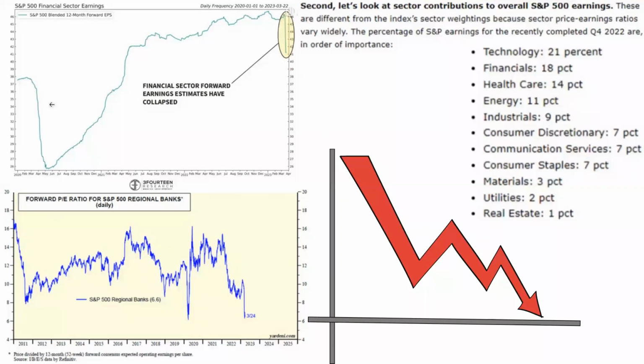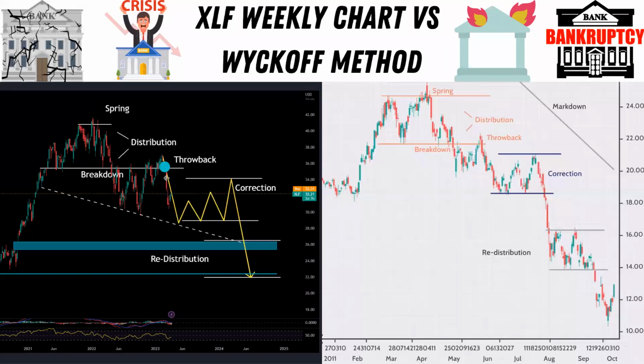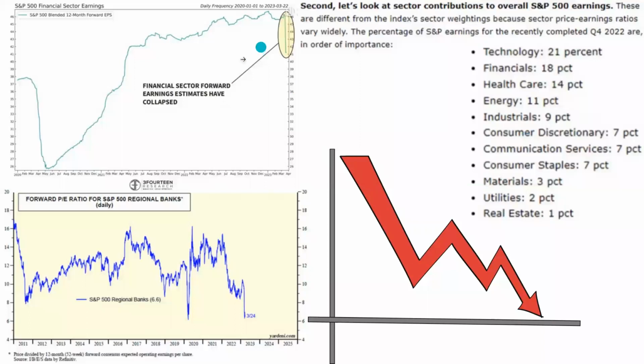A lot of that is priced into the market now. It's starting to be priced in, but when those earnings reports come out, people are going to be diving deep, deep, deep into all of these banks and all of their balance sheets.